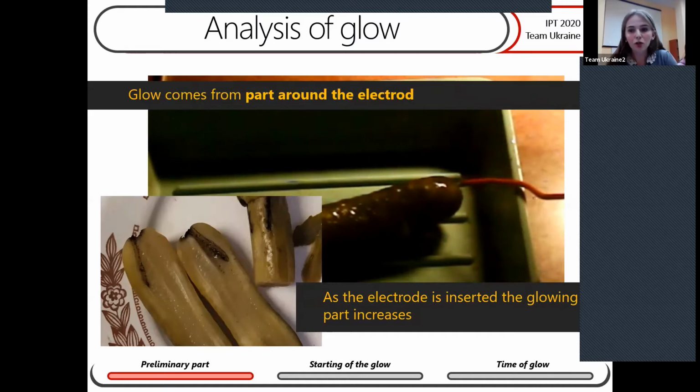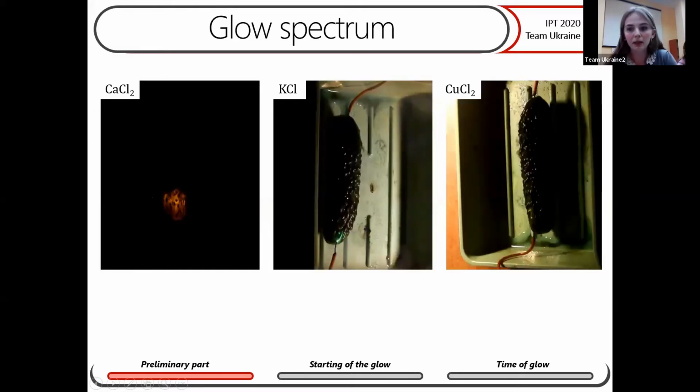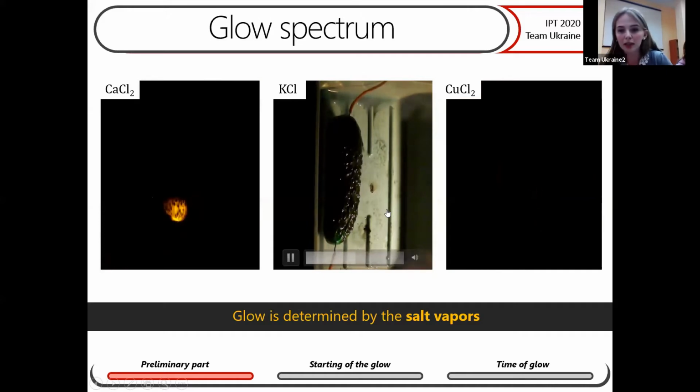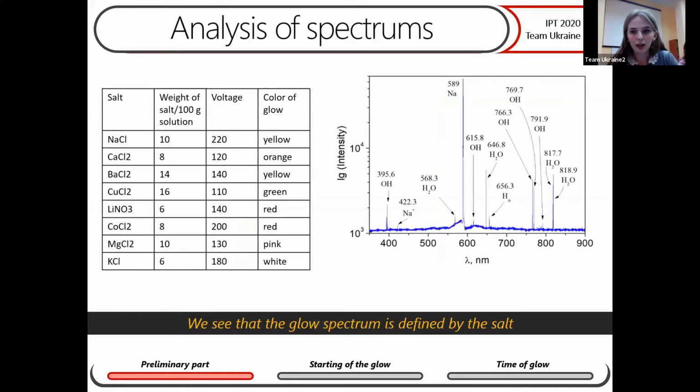But what determines the characteristics of the glow? We decided to keep the pickle in solutions of different salts, and we can see that the glow is determined by the salt vapors. And for a better analysis, we consider spectrograms of spectrum analysis.